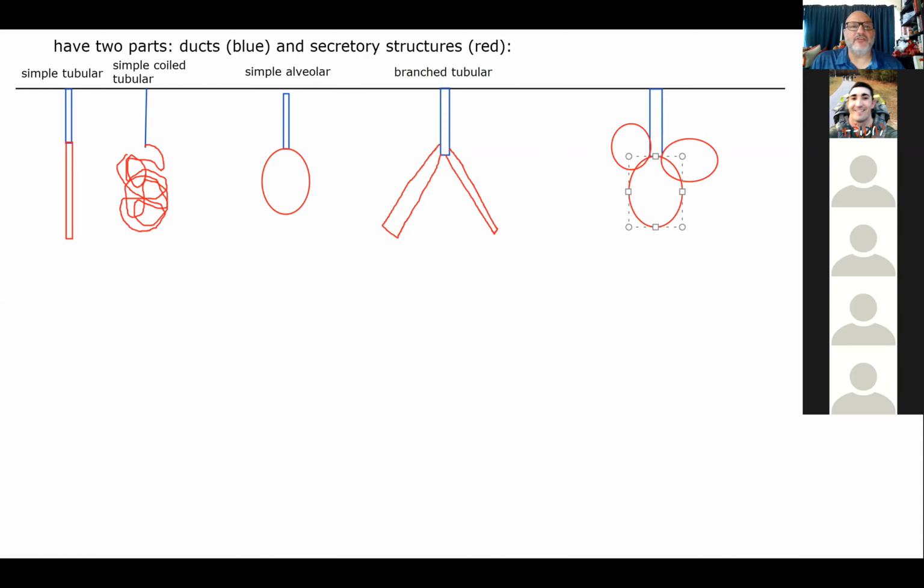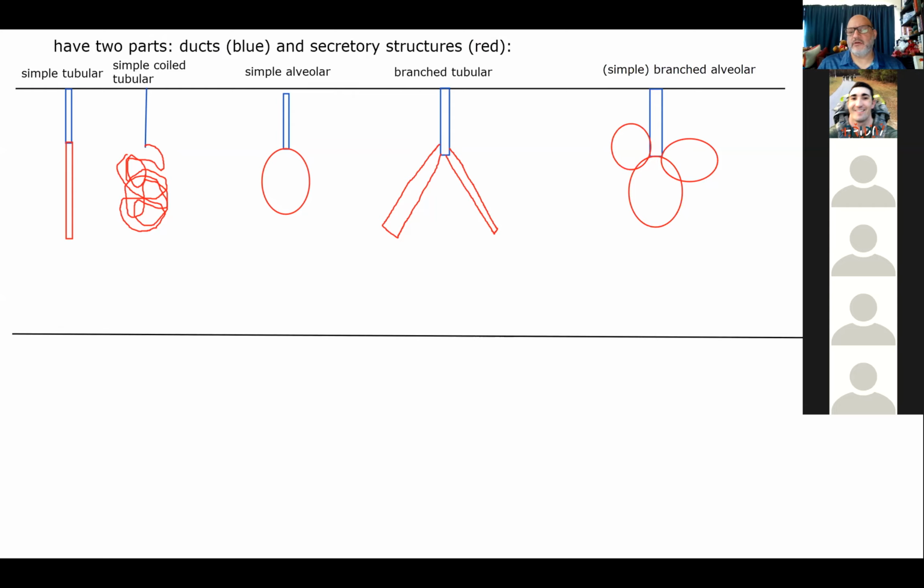Ball-shaped secretory structures that attach to that single duct. What do we have here? Simple branched alveolar. Excellent. Perfect. There you go. All right, so far, so good? Everything making sense? Oh, wait, hold on. Let's go back to black for my surface of the body. Bingo. All right, next.